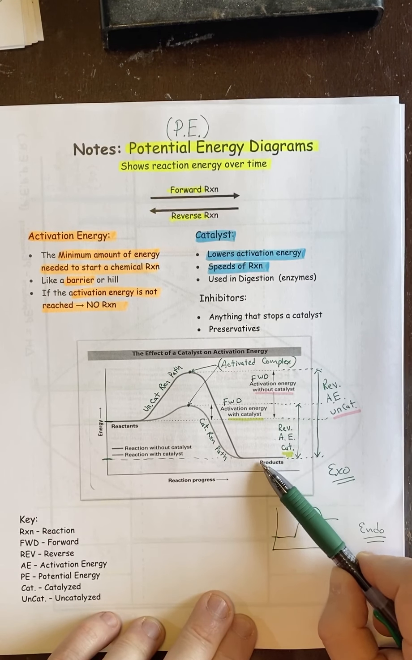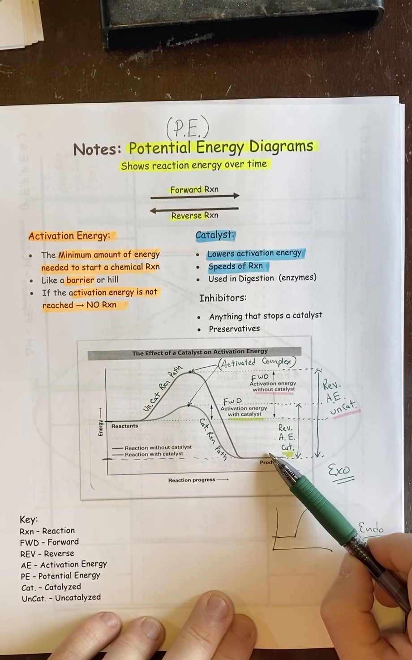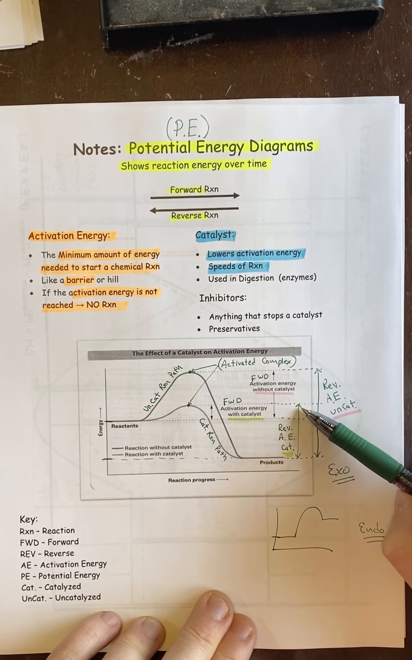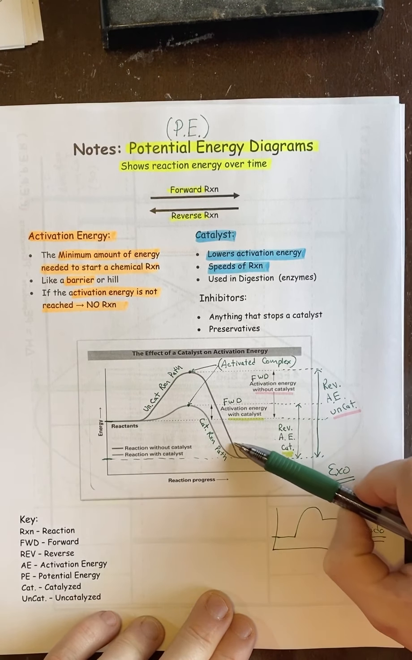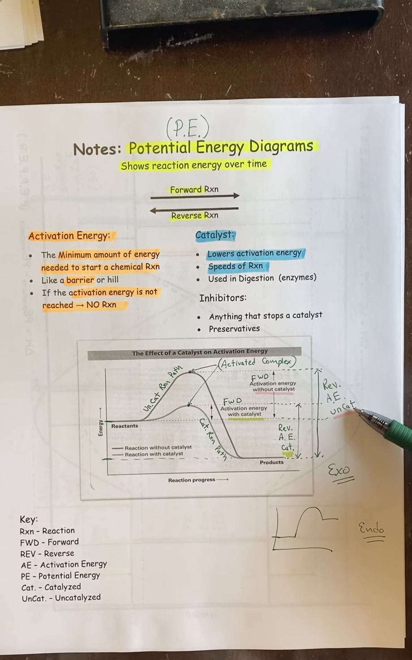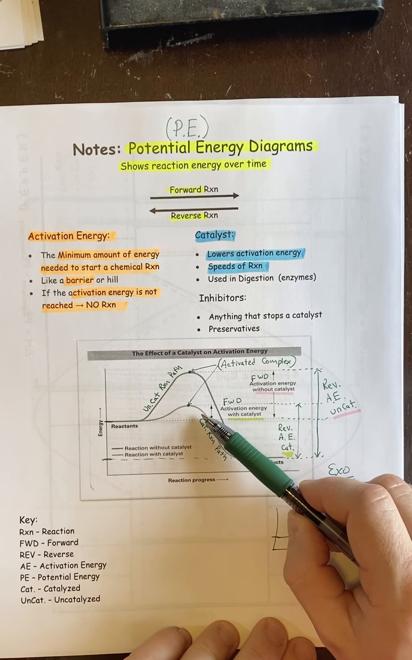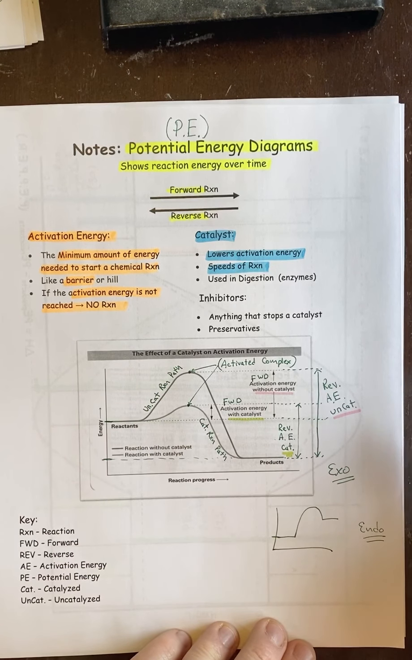But if you were here where the products are and you wanted to roll the ball over the hill in the reverse direction, well, then you'd have two separate size hills. There'd be the energy needed to get over this small hill, which is represented here, the reverse activation energy catalyzed. And then you'd have the energy needed to roll it over the big hill, which is represented here, the reverse activation energy uncatalyzed. All right, so that is what catalysts do. That is what activation energies are. And that's why on PE diagrams, you'll always see two potential hills, because you have the uncatalyzed, which is always going to be the bigger one. And then you'll have the catalyzed, which will always be the smaller one.